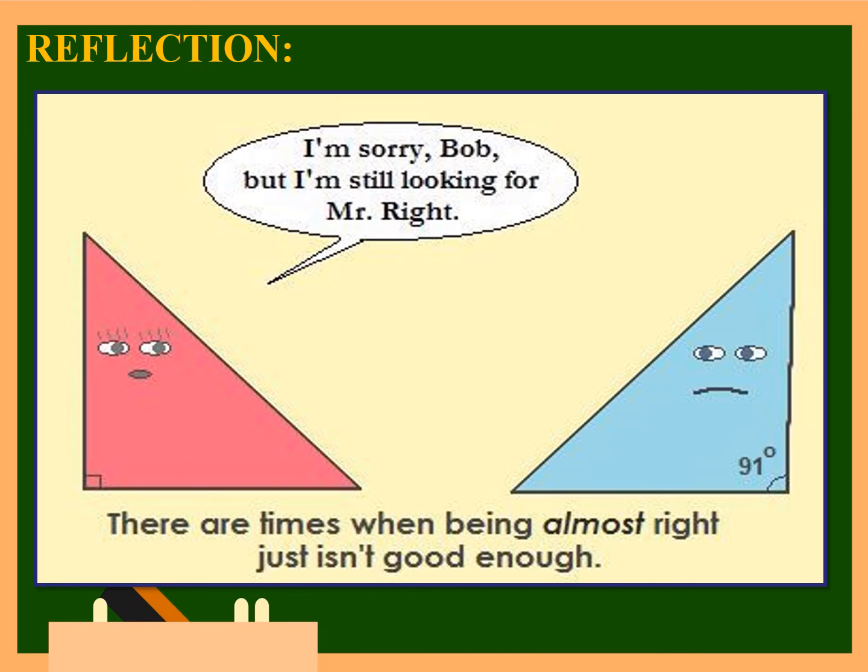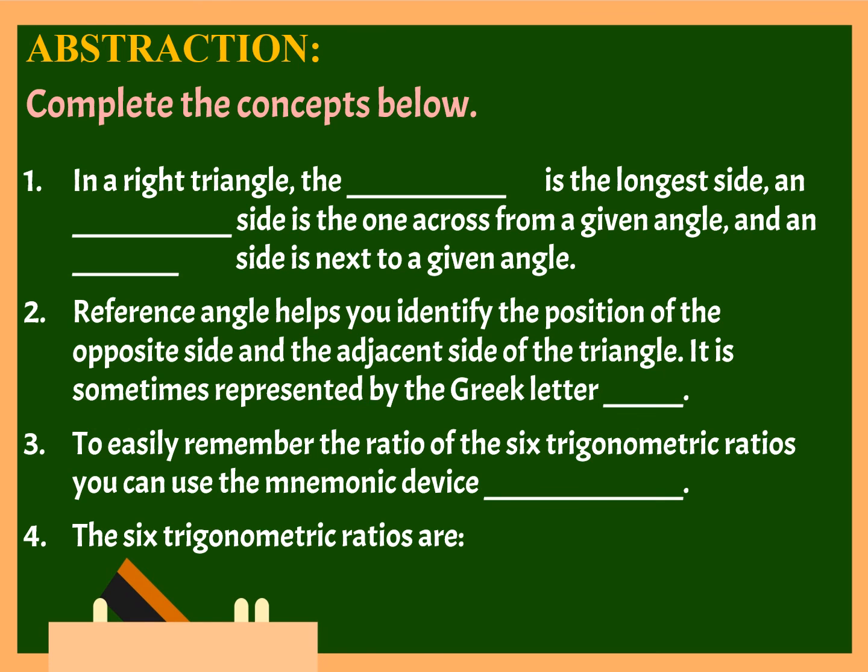The trigonometric ratios can be applied in right triangles only. It cannot be used when a triangle is almost right, or acute, or obtuse. How do you apply this in your life? There are times when being almost perfect or almost right isn't good enough. Reflect on this statement. Let us check your answers.